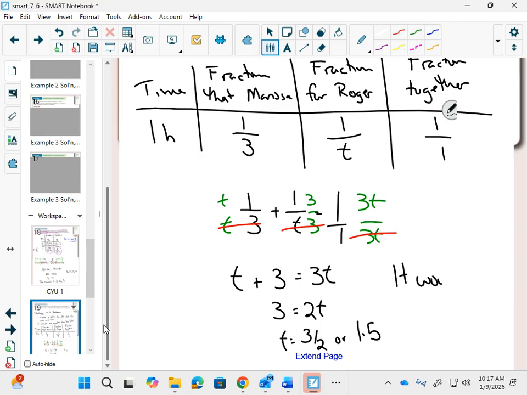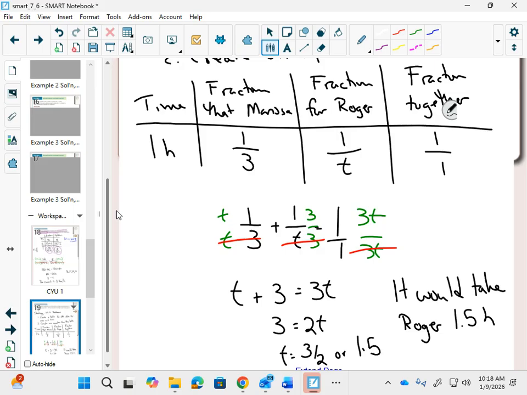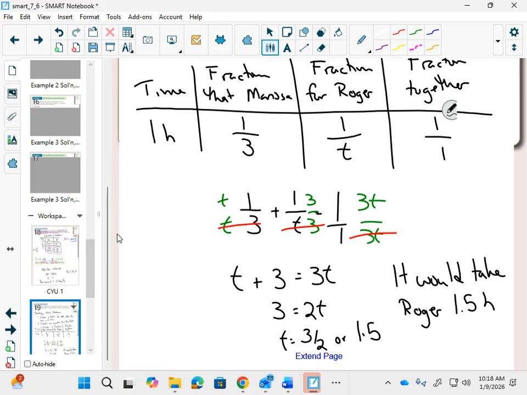It's a word problem, so end with a sentence. Make sure you have your units. The question was asking how long does it take Roger? It would take Roger 1.5 hours to paint a garage door on his own.